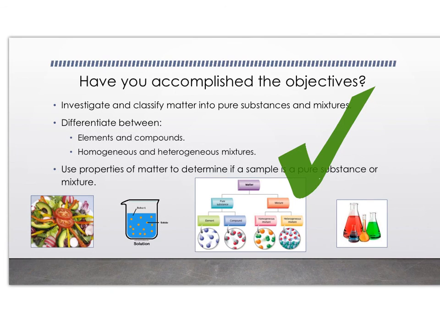So have you accomplished the objectives? Are you able to investigate and classify matter into pure substances and mixtures? Are you able to differentiate between elements and compounds? Can you tell the difference between a homogeneous and a heterogeneous mixture? And are you able to use the properties of matter to determine if a sample is a pure substance or a mixture? So overall, if you know the classification chart and you can identify examples of each both on and off the molecular level, then you should be okay with this unit. If not, you should restart it, go back, or write down questions that you may have for me the next class period that I see you.